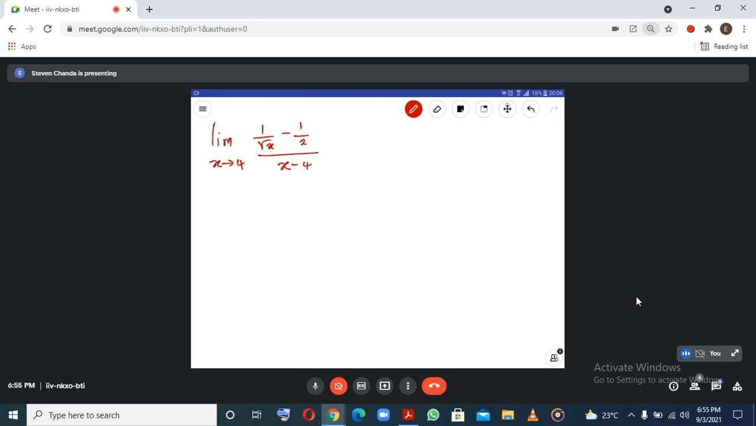Now we know from what we did last week that you can't plug in 4, because the moment you plug in 4, this whole thing becomes undefined. Rather, the approach you want to take is to find the common denominator for the numerator. So when you do that, you're going to get a 2 and a square root of x, isn't it? That's going to be all over x minus 4, which was our initial numerator.